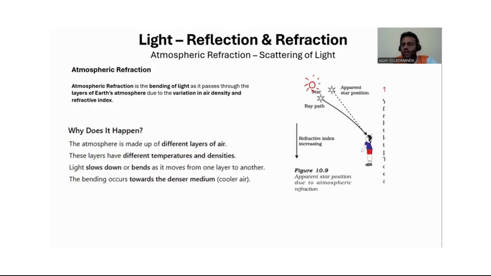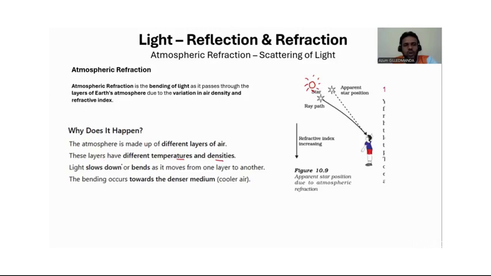So why does it happen, right? The atmosphere is made of different layers in the air. These layers have different temperatures and densities. As I said, the air that is closer to the Earth's surface is less dense because it is hotter, right? It has more temperature and less density. And as we go high in altitude, the temperature reduces. It becomes cool air, which has more density, right?